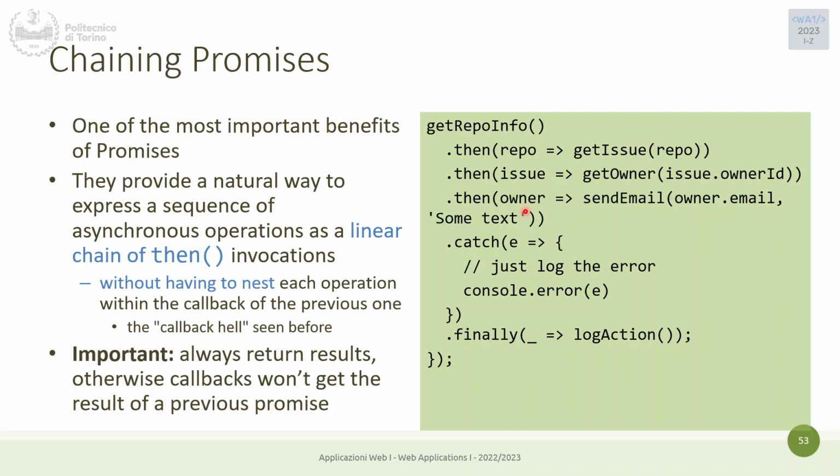And then when you have the owner, you can say, okay, now that I have the owner, I can get the email, please send an email. Let's suppose that all these methods return a promise, you can concatenate them and write something like that. So you can chain, and you can also have a global catch and a global finally. The finally will be executed in the end, while the catch could be executed if one of these promises fails.